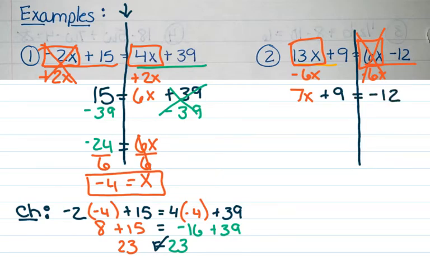Now I'm going to move that constant. It's a plus 9, so the opposite of that would make it minus. Whatever I do to one side, I'm going to come over and do to the other side. So now I have 7x equals negative 12 minus 9, which is negative 21. And we're going to divide by 7. So we get x equals negative 3.